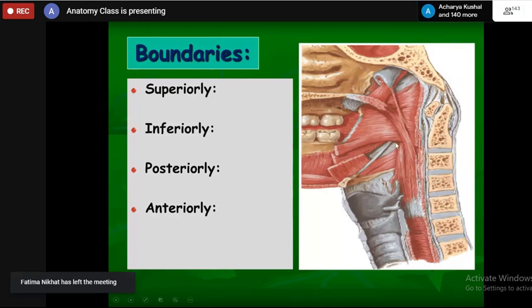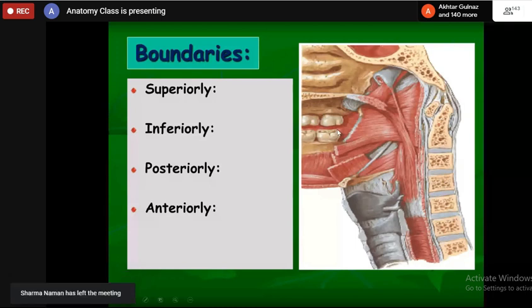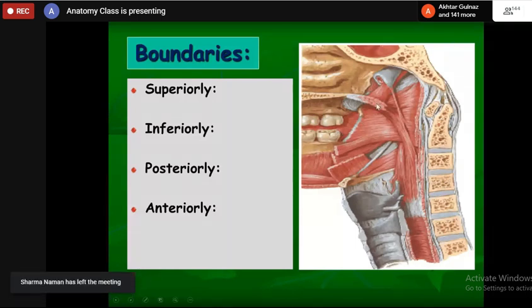Now next we have this part. This part will communicate with the oral cavity through the oropharyngeal isthmus. Somewhere over here we have the palatoglossal arch, and through the palatoglossal arch, this will communicate with the oral cavity.